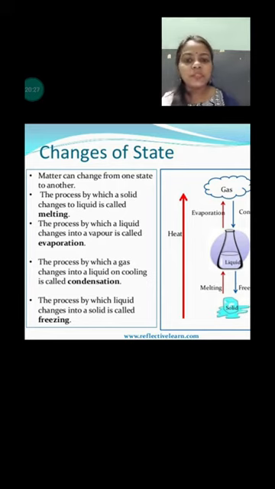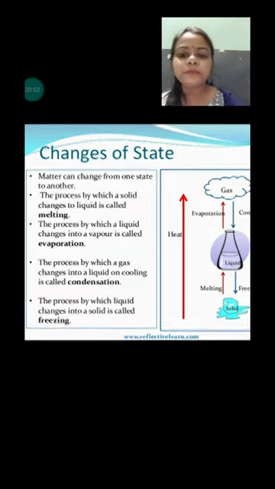And the process is called melting. What is melting? When a solid converts into liquid, it is called melting. When a liquid converts into gas, it is called evaporation. Then if a gas converts into liquid, it is called condensation, which happens in the water cycle. And if a liquid changes into solid, it is called freezing.